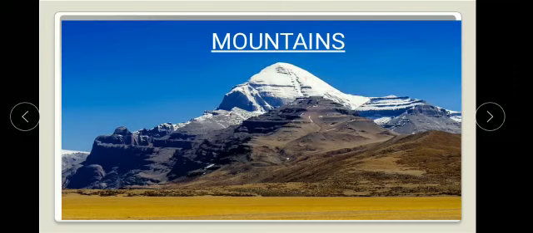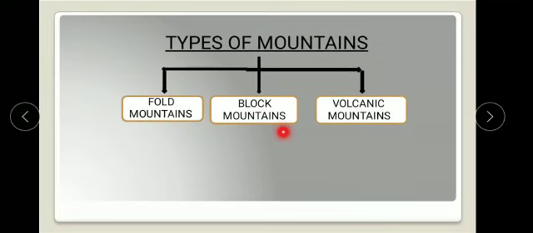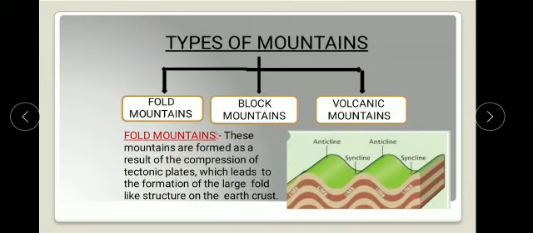On the basis of origin, the mountains are of three types: fold mountains, block mountains, and volcanic mountains. Fold mountains. These mountains are formed as a result of the compression of tectonic plates, which leads to the formation of large fold-like structures on the Earth's crust. The upward fold is known as an anticline. The downward fold is called a syncline.